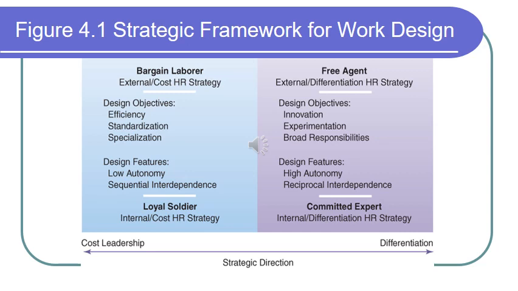So for bargain laborer strategy and loyal soldier strategy, look, we design our work with the objectives in mind that we need to achieve efficiency. We need to standardize work, and we need also to have people who specialize in their work. So design features in terms of autonomy and interdependence.